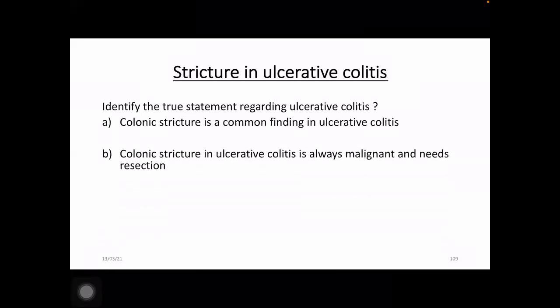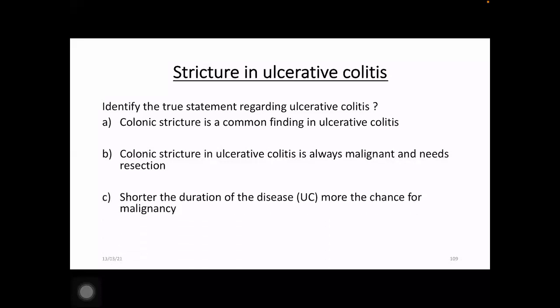Colonic stricture in ulcerative colitis is always malignant and needs dissection. True or false? False. It is not always malignant, but you have to think of it as malignant and work up the patient and manage accordingly. Most of the time, it might be just a benign lesion because of the hyperplasia of the muscularis propria layer due to the inflammation.